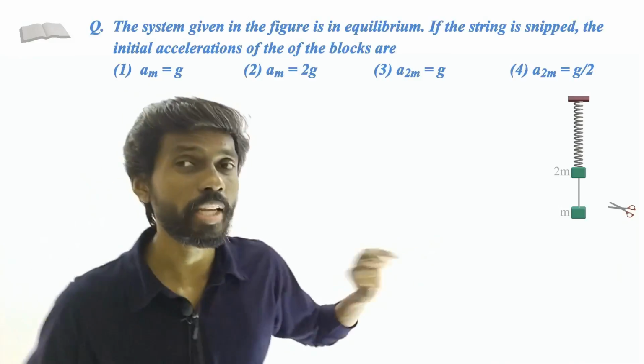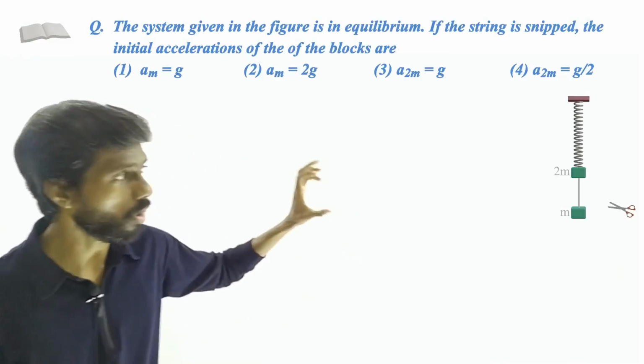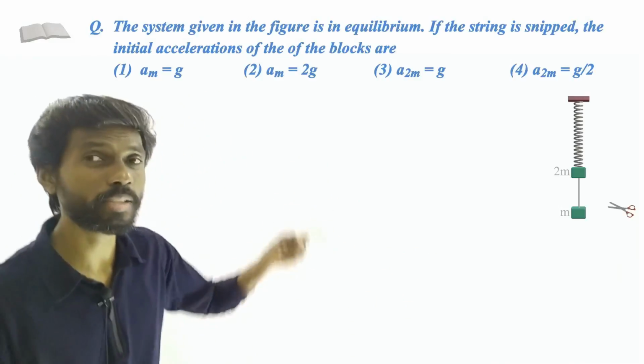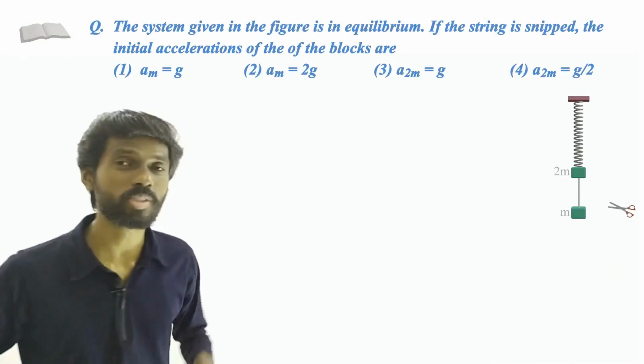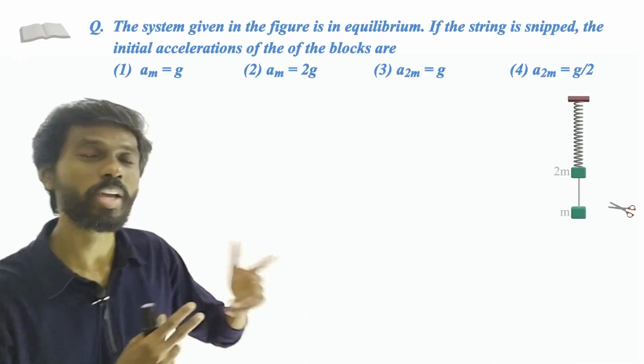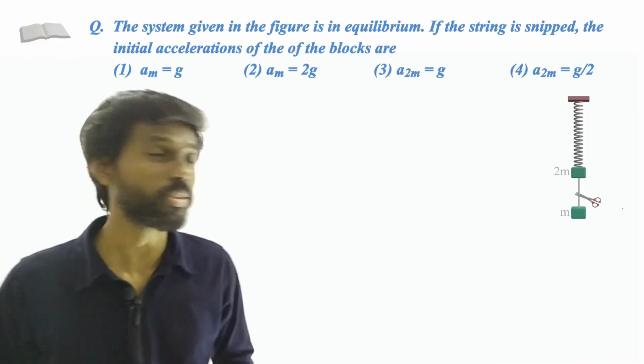Here the system is in equilibrium. There are two blocks. The block of mass 2m is attached to a vertical spring, and these two blocks are connected by a string. Now suddenly the string is cut. Now we have to find the initial accelerations of these two blocks.